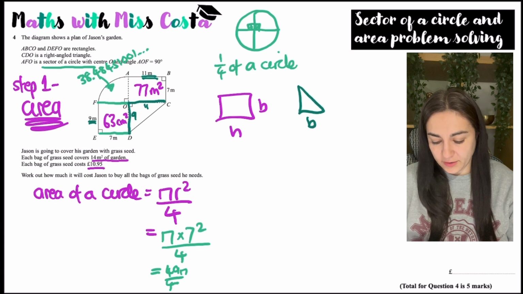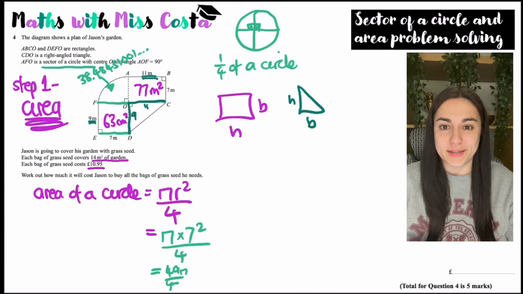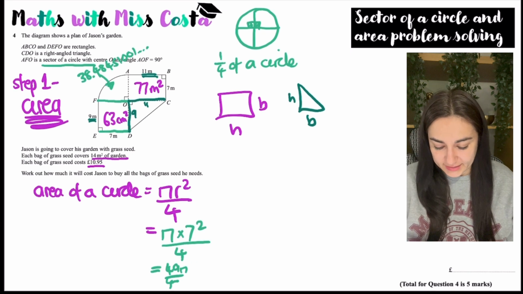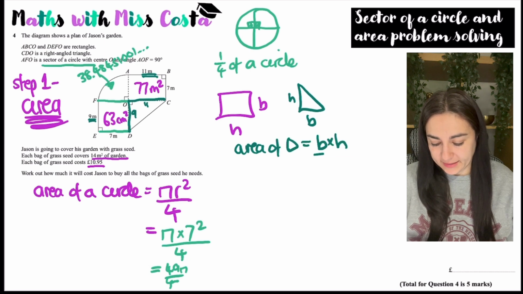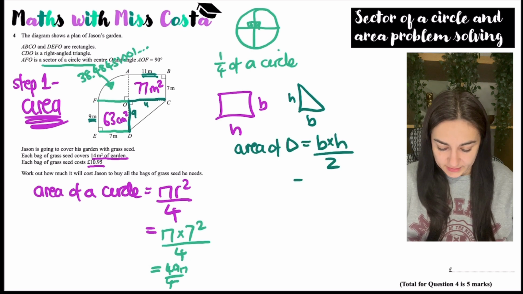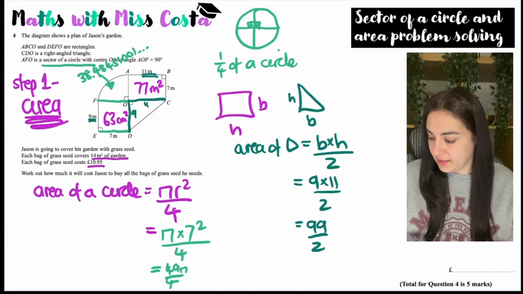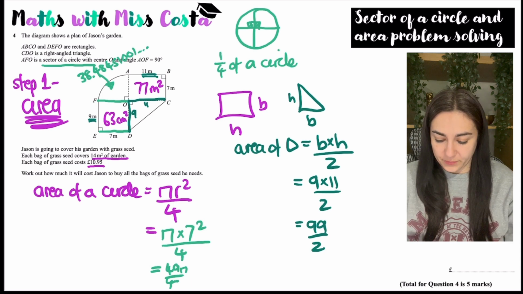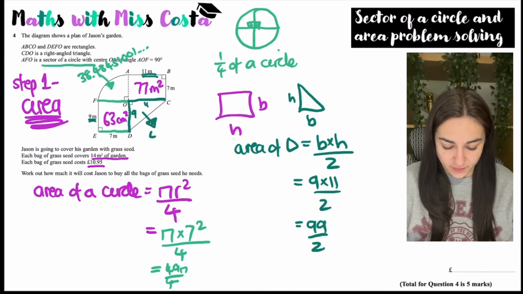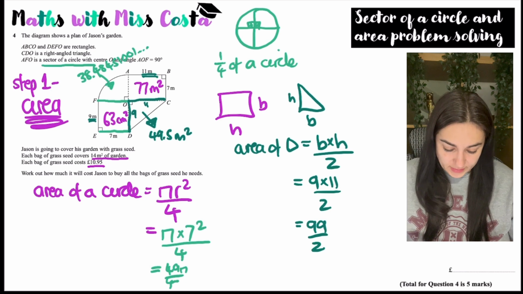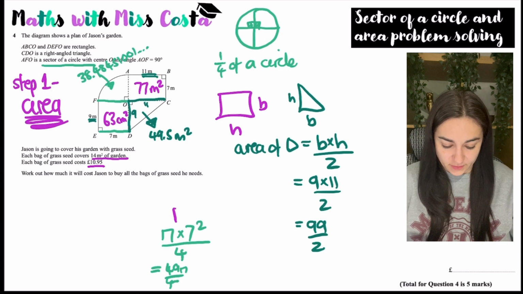What's the area of a triangle? Similar to a rectangle, but a triangle is essentially like half a rectangle. So what am I going to do? Area of triangle is base times height divided by 2. So I'm going to do 9 times 11 divided by 2, which is 99 over 2. So once again, I've got my area, and that would just be 49.5 meters squared.